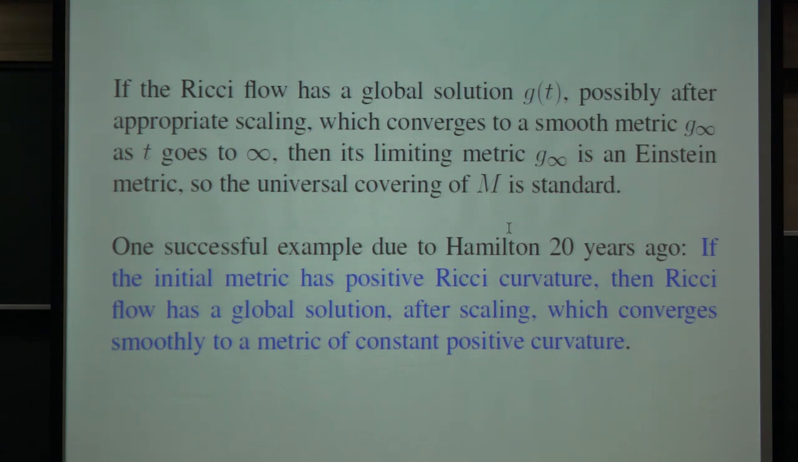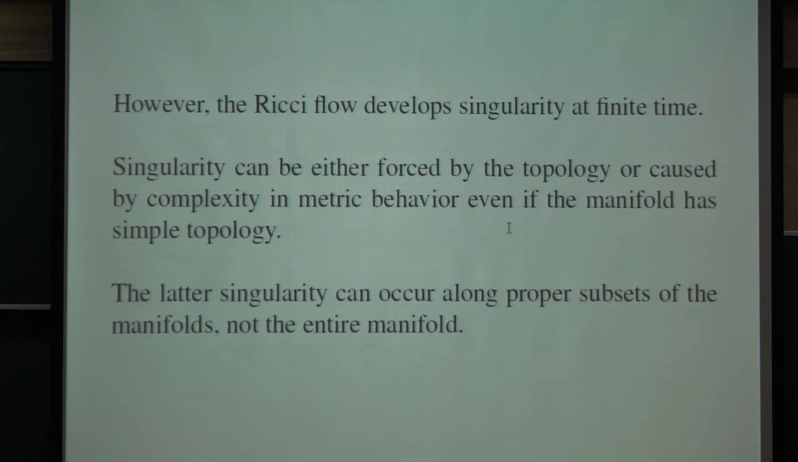We knew in the dimension two case, but again, I should say even if you get the same conclusion as in the dimension two case, the proof is much more complicated. Okay, much more. So there are a lot of very nice computations and very clever tricks. So, however, Ricci flow develops singularity at a finite time.